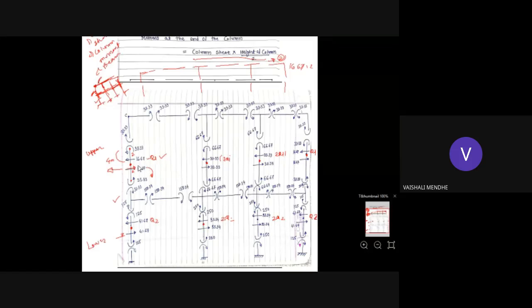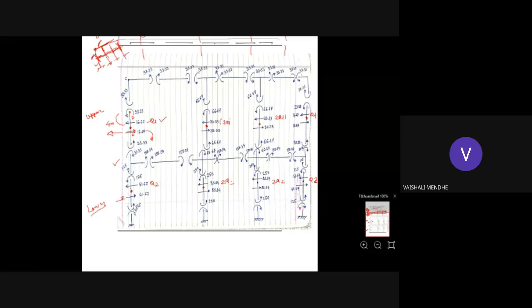Okay, you can find out the moment at the end of the column for the upper story. Similarly, find out the moment at the end of the column for the lower story. For the lower story, the height of the column is 6 meters.